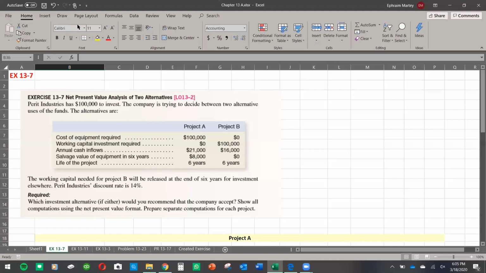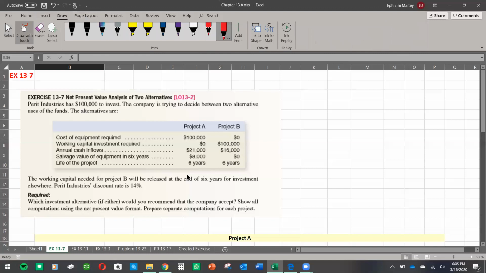Okay. We have here what we call the salvage value. What it means is at the end of the 6 years, or at the end of the period, the equipment we bought will have a value of 8,000. And that should be your cash inflow. What it means is at the end of the project, if I sell the equipment, I'm going to get $8,000. So that is an inflow that will come to me.